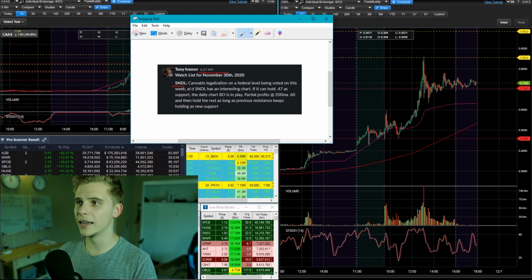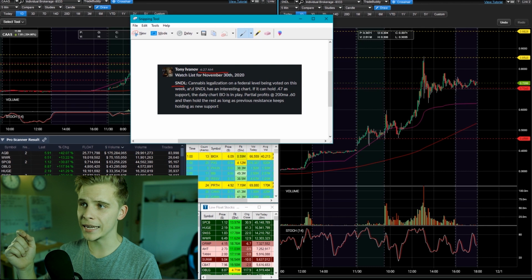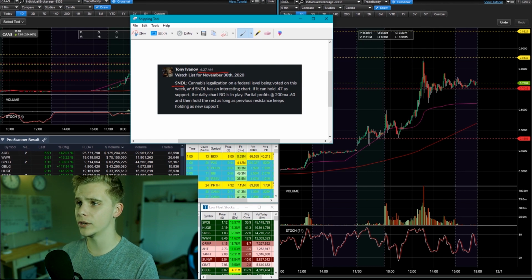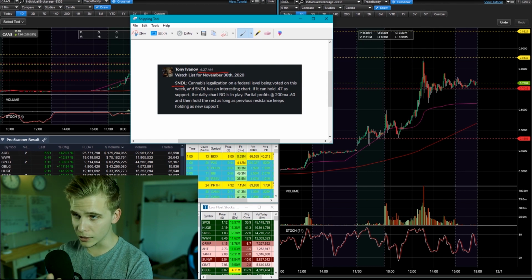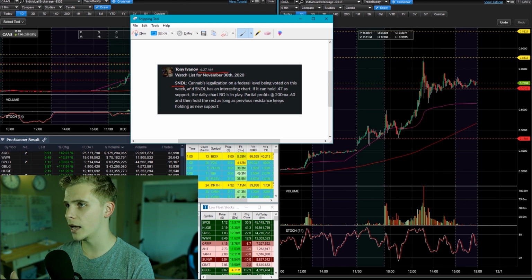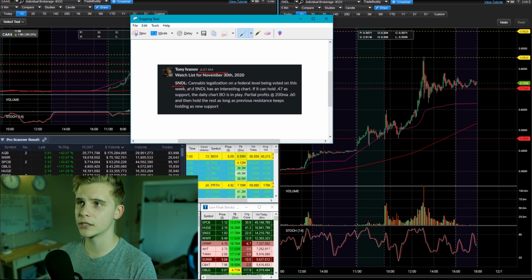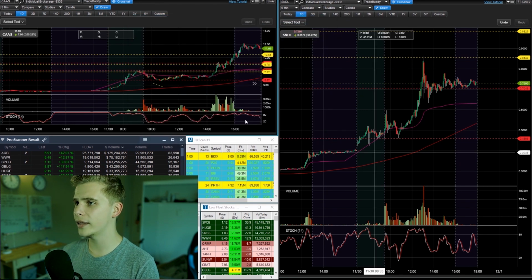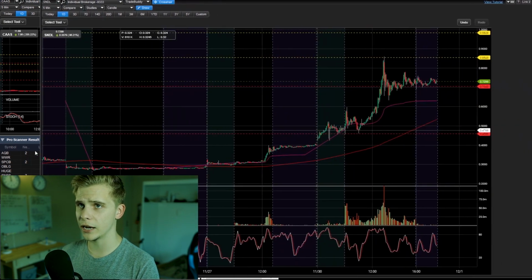And I said that if we can see SNDL hold 47 cents as support, then the daily chart breakout is in play. We'll take partial profits at the 200-day moving average at 60 cents and then hold the rest as long as previous resistance keeps on holding as new support. So that was the plan. Laid it out in pre-market and executed it perfectly. You can see the way that I made this plan. So let's just break it down.